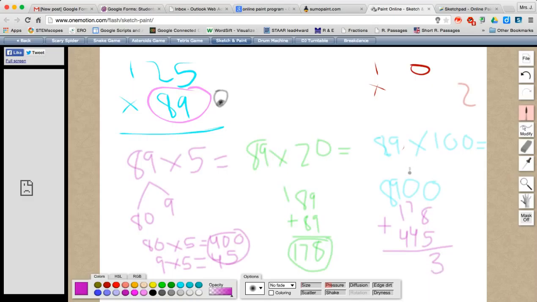I need to carry my 1 up here. 1 plus 7 plus 4. Well, I know 7 plus 4 is 11. Add one more. That's 12. Put my 2 in the 1 spot. Carry my 10. 9 plus 1, 10. 11. 11 plus 4 is 15. Got to carry my 1 one more time, my 10.